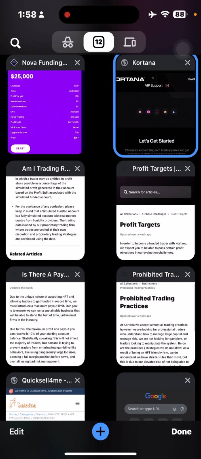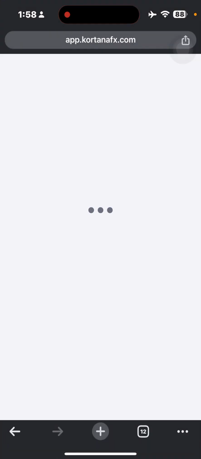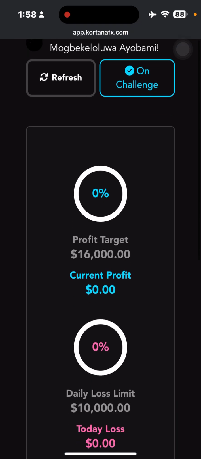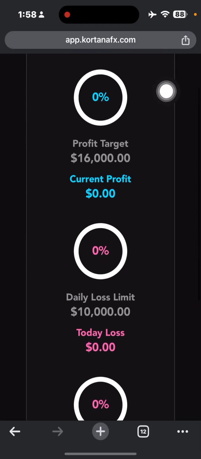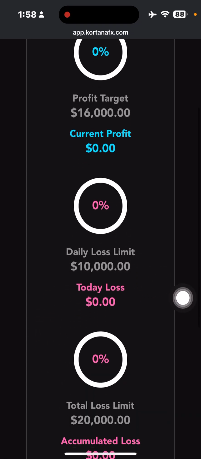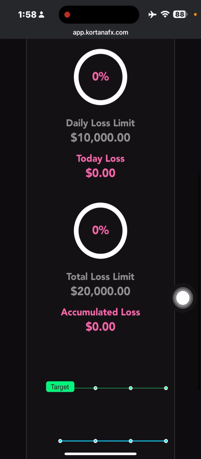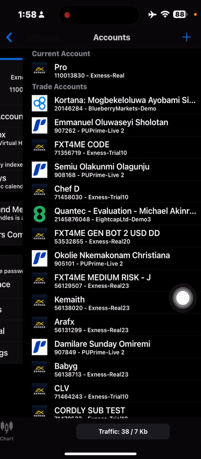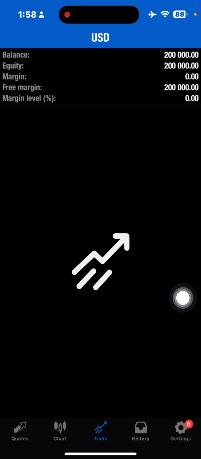Now let me show you an example of a new client that just registered yesterday. This is a new client, and you can see the targets. They are giving us a target of $16,000 to make, and a maximum loss of $10,000. So you can see the capital. We can also verify the account on MT4. This is the account, and we are going to pass this account by tomorrow.